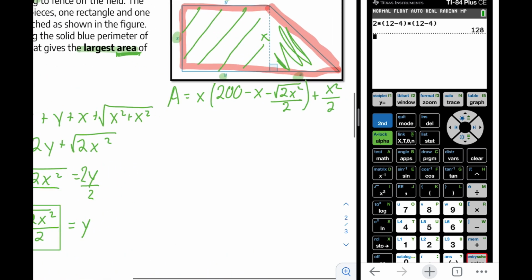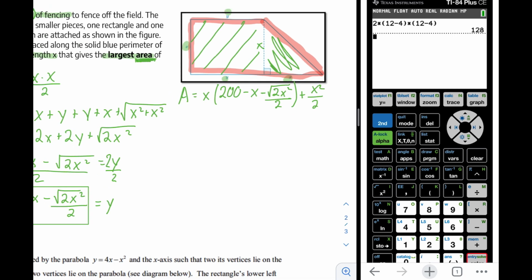And now I can use this because my objective is to optimize the area. So since I want to optimize the area, I need to find the derivative of the area. So before I can find the derivative of the area, I can write everything in terms of x to the power of something. So I have that the area, I can distribute the x in front of the brackets, and I'm going to get minus x square root of 2x squared divided by 2 plus x squared divided by 2.